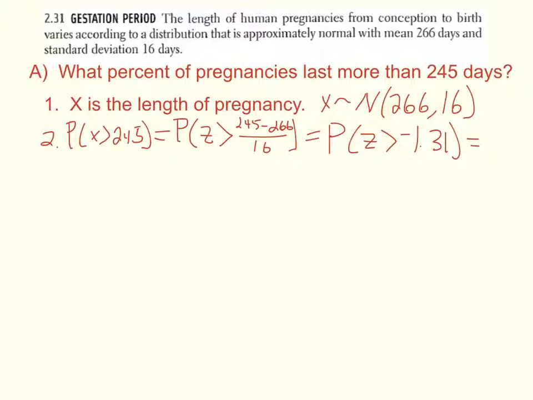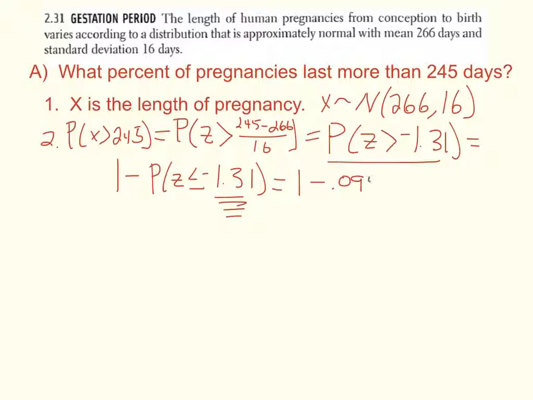But if we're going to use Table A to find this value, we are looking at 1 minus the probability of Z being less than or equal to negative 1.31, which is equal to 1 minus, here's where you need to go to Table A and look up this particular value, and that comes out to be 0.0951. 1 minus that, 0.9049.